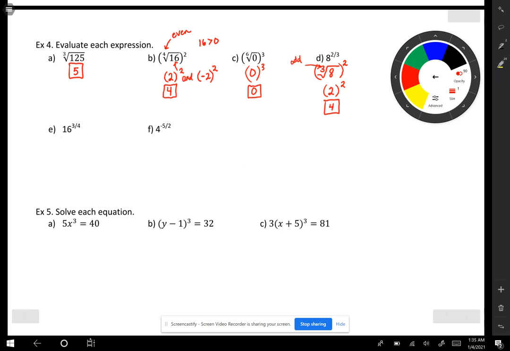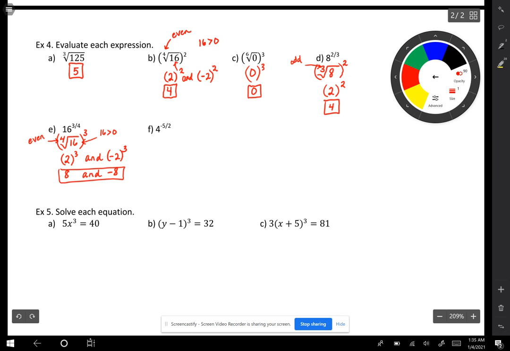Okay, next one, fourth root of 16 raised to the third power. And since this is even, you look at A. This is bigger than 0. So you're going to have two answers. Well, it looks just like B. So this is 2 to the third power and negative 2 to the third power. So 2 times 2 times 2 is 8. So your two answers are 8 and negative 8.